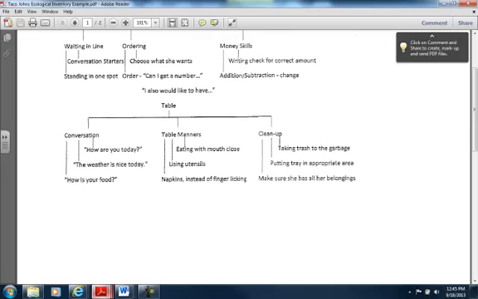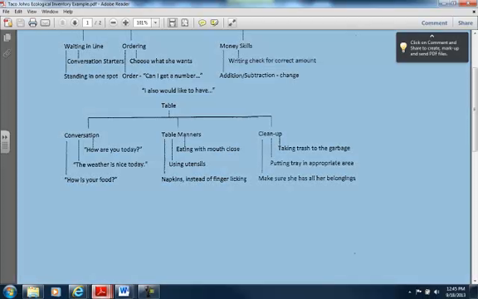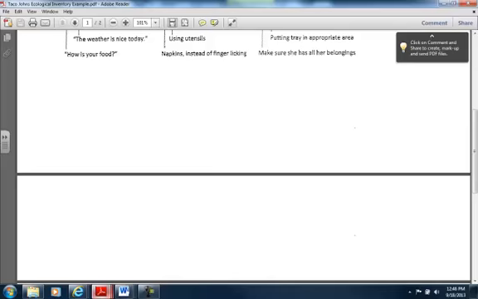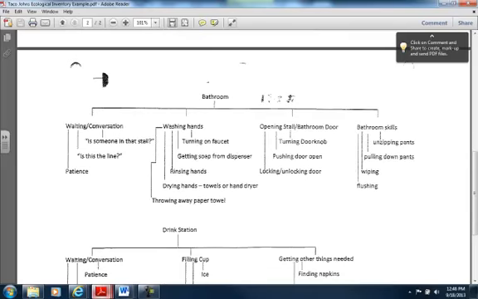Here we see the table. Conversation. I think it's easier to read sometimes if we put all the skills this way, and then all the language that is needed here. So what kind of skills do you need? Well, you need to be able to hold a conversation. You need to have table manners, and you need to be able to clean up. What language do we need to go with those? So you can see how this is set up here.